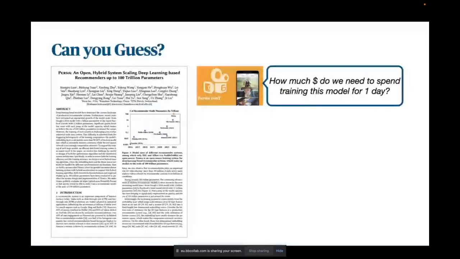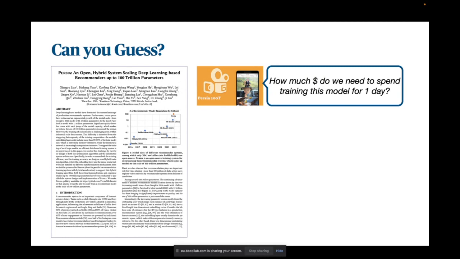So let me show you three different examples. This is one paper we had earlier this year at KDD, where we trained a pretty big recommendation model. This model has 100 trillion parameters. Our original goal was, okay, let's take the biggest model out there and make it 10 times bigger. Once you have this, building a system becomes a little bit non-trivial.